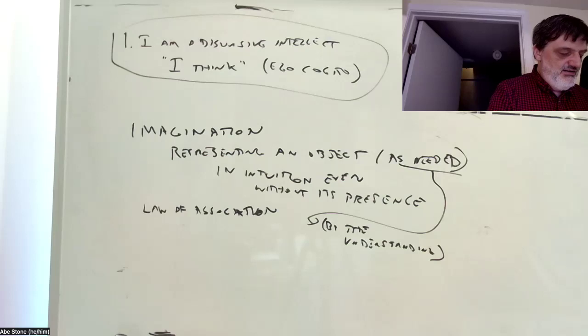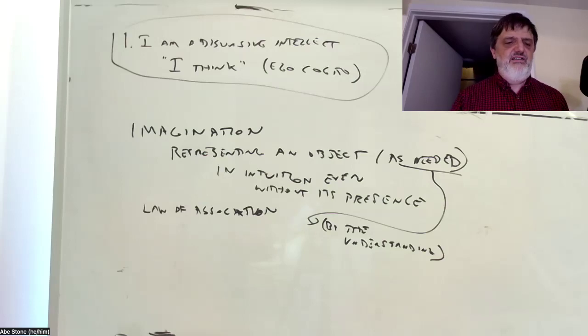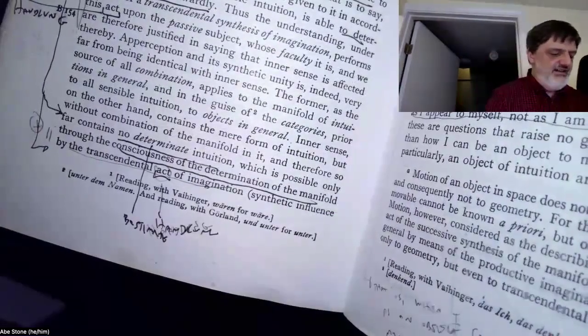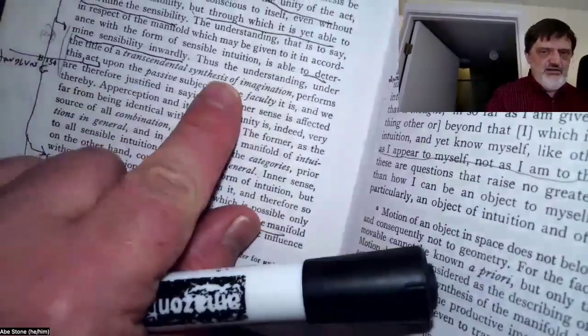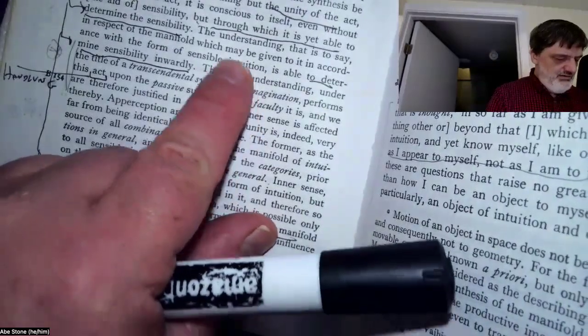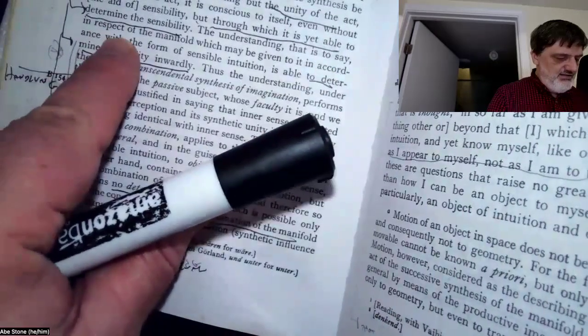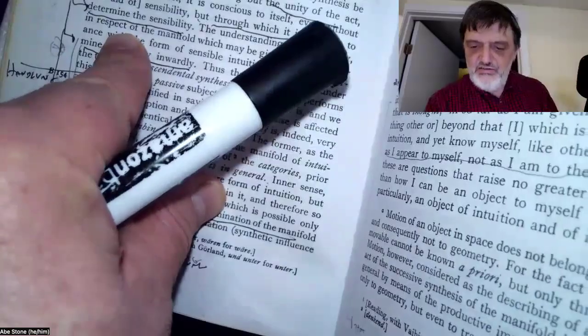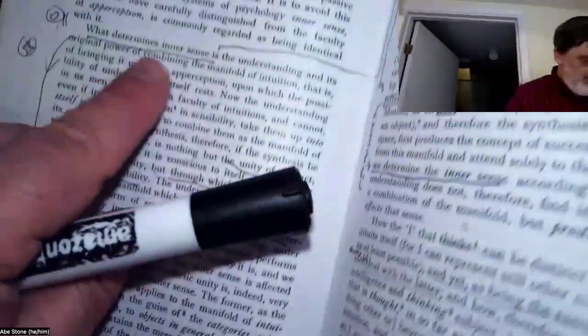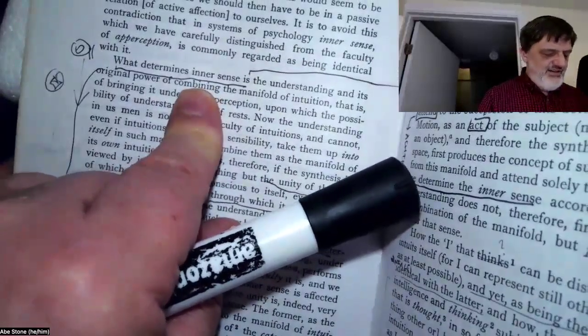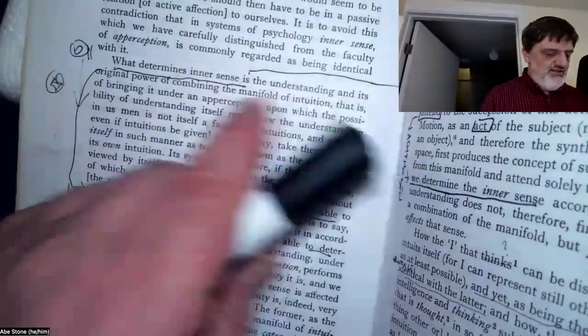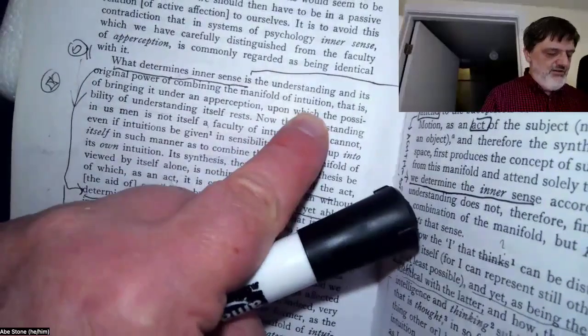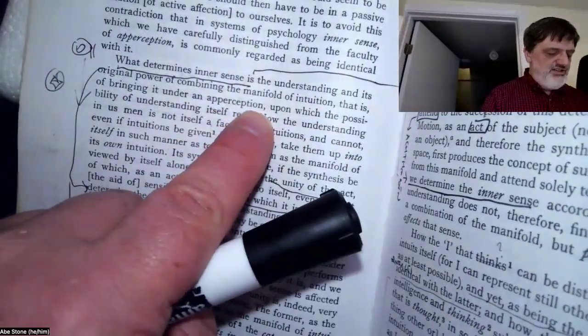So, and this is the way, and I think it's especially hard to unravel all the metaphorical way of talking here and make sense of it. And I'm not sure I can, but the understanding, that is to say, wait, is that what I wanted to start reading? No. What determines inner sense, so there's that phrase, which I'm not sure what it means. What determines inner sense is the understanding and its original power of combining the manifold of intuition, that is, of bringing it under an apperception.